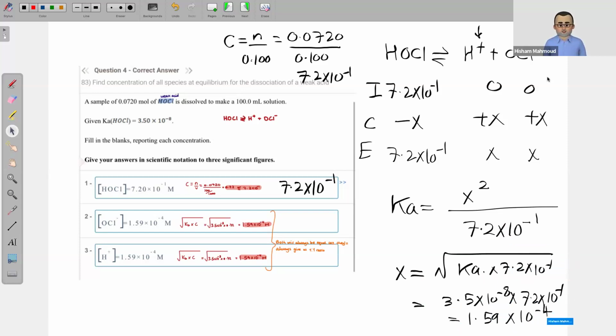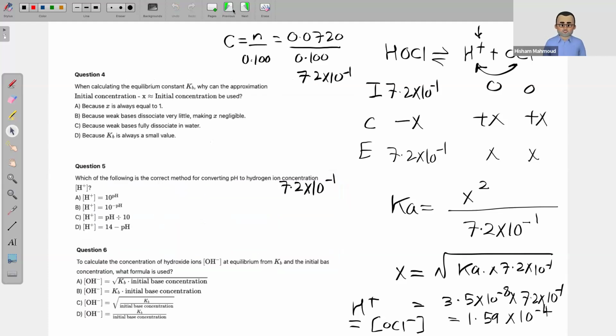And as we said, these two are the same. So H plus and OCl minus are equal to the same value. Don't forget what we have said. If you want to find the values, you can just do it like that. So H plus or OH minus is equal to the radical of the Ka multiplied by the initial concentration of the base in case of Kb, and the initial acid concentration in case of Ka.